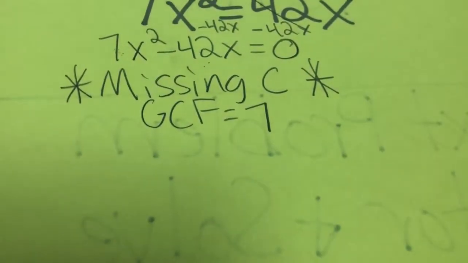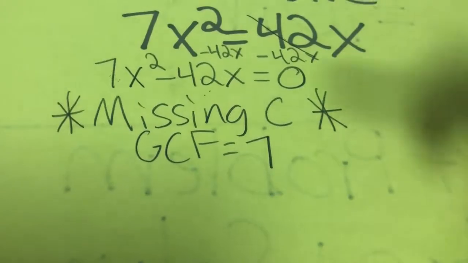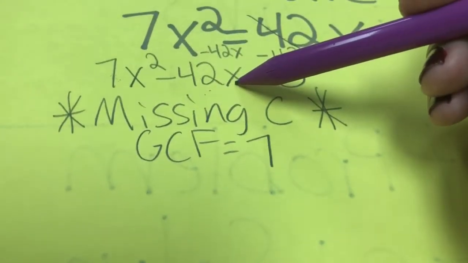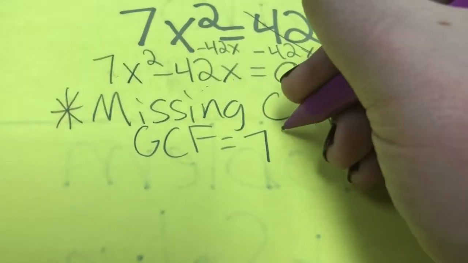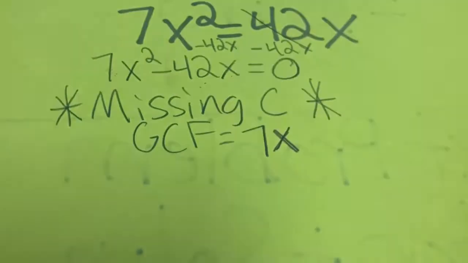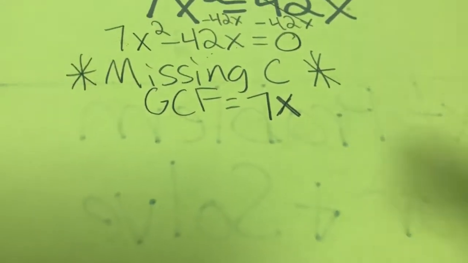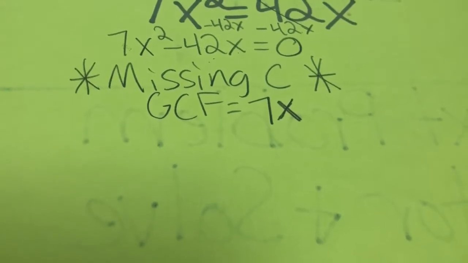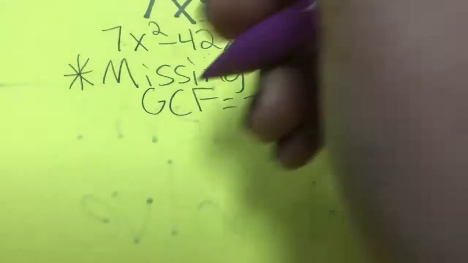We also need to realize that both of them have x's. One has 2 x's, the second term only has 1 x. So the max number of x's both of them have in common is 1x. Once we've determined our greatest common factor, we're dividing each term by that 7x.